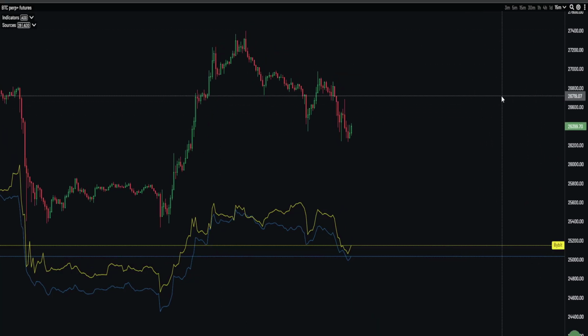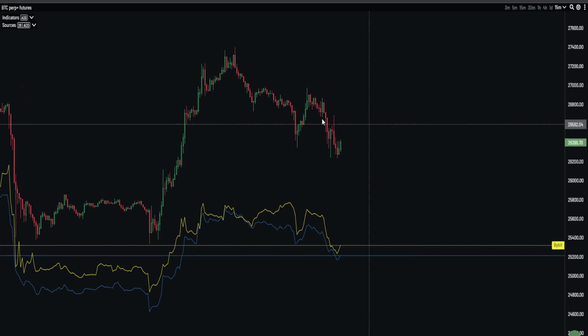If we then look at the CVD quickly, then we go to the AGGR chart over here. You can find the template and everything in my Discord as well. Now over here, what are we looking at? We had some bearish divergences.